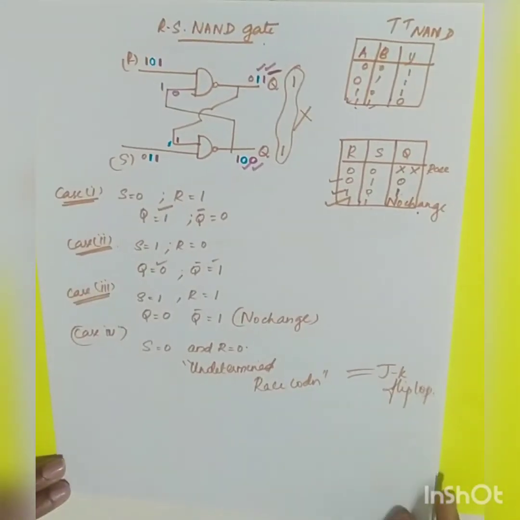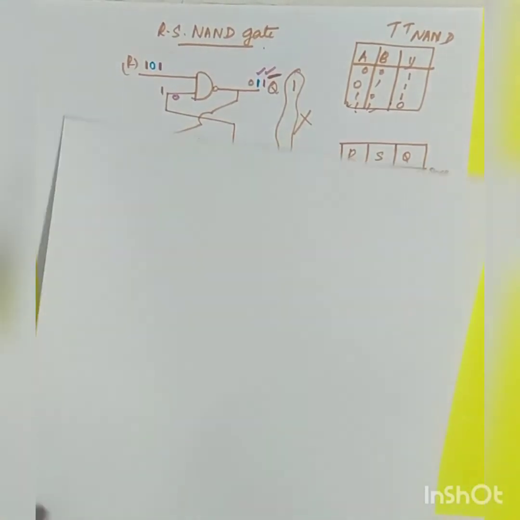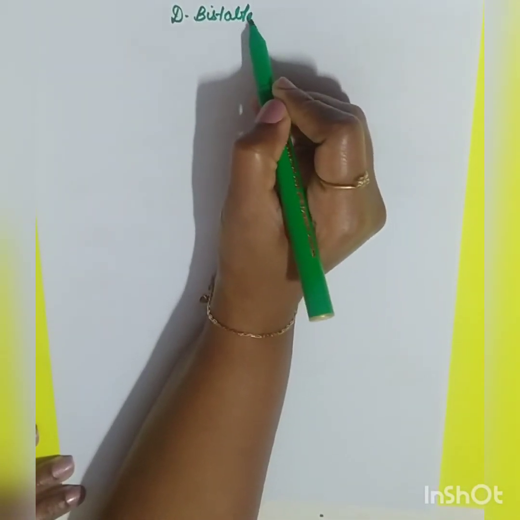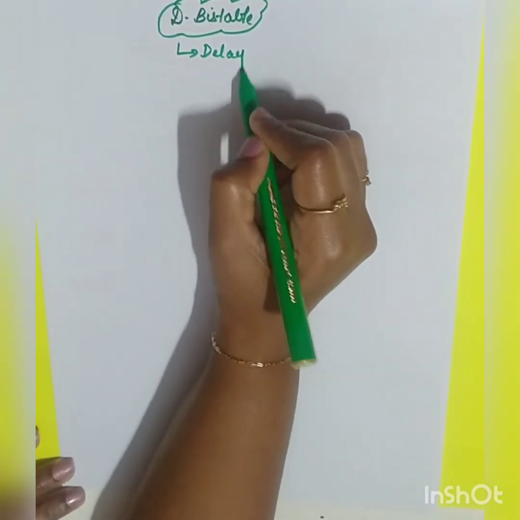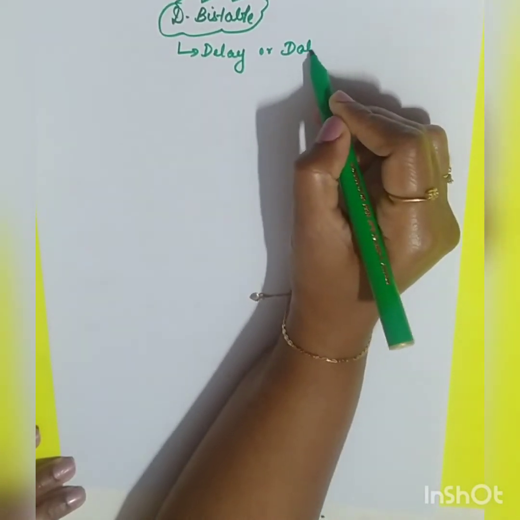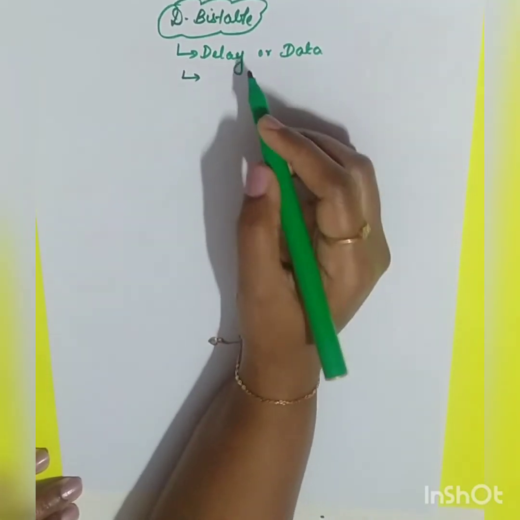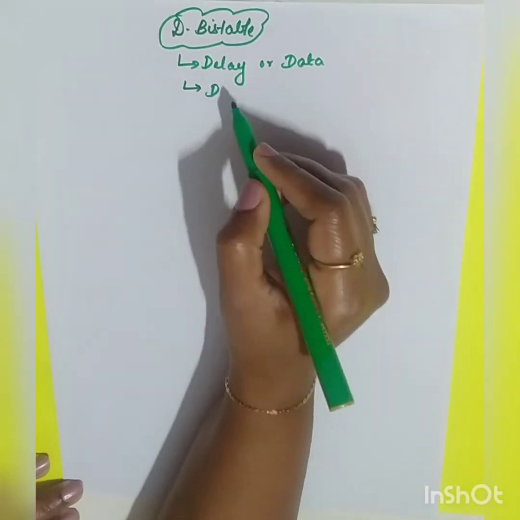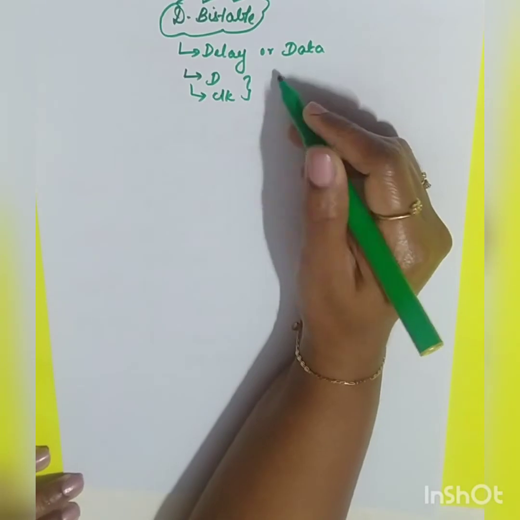The next bistable you are going to study is your D bistable. It is also called delay or data. So D bistable. What is meant by D? D stands for delay or data. So it is also called delay or data bistable. How many inputs do you have? It has two inputs. One is your D and the other one is going to be your clock. So these two are your inputs.